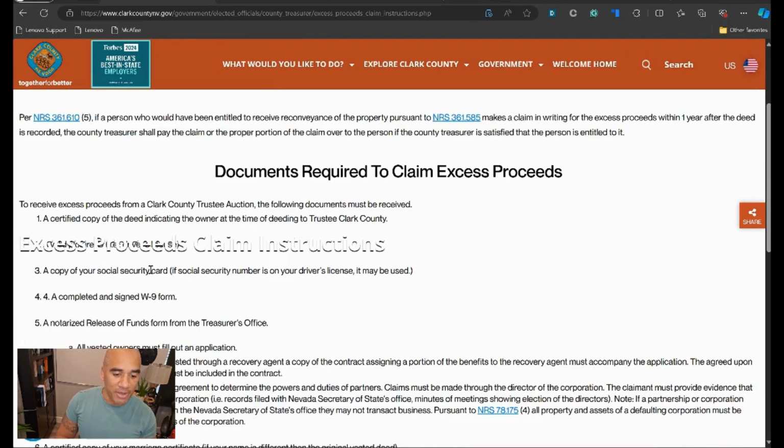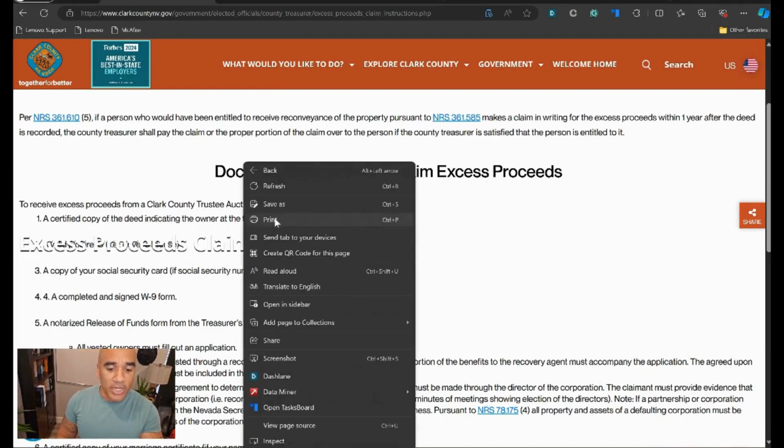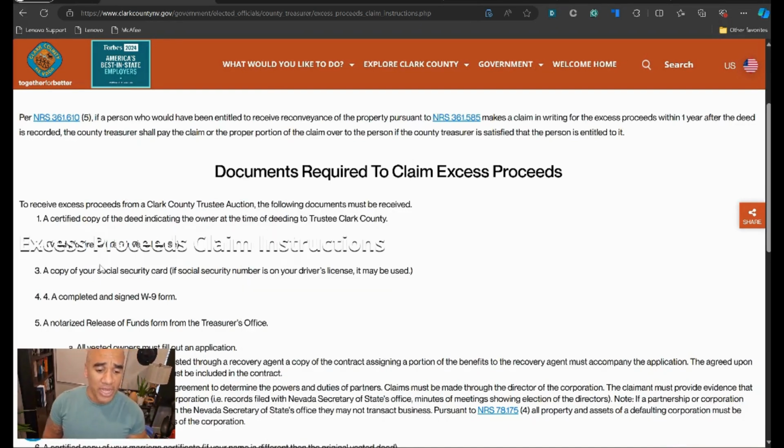Now, please forgive me for their website looking kind of crazy, but it's all good, because you can always right click on this and hit print and it'll print it out for you and you won't have the web distortion of the website.